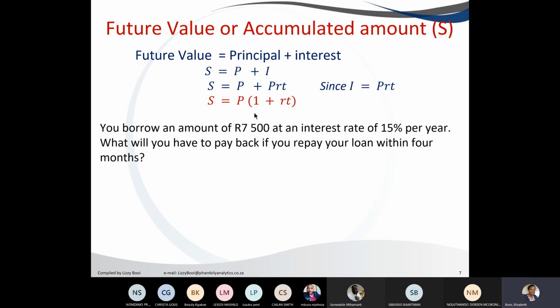Okay, let's look at an example. If you borrow 7,500 at an interest rate of 15% per year, what will you have to pay back if the repayment is within 4 months? What they want us to calculate is the accumulated amount that we need to pay back, which means our principal amount plus the interest. We know the formula is S equals P times (1 plus RT). From the question, we just need to make sure that we understand what we are given. What are we given? We are given the P.